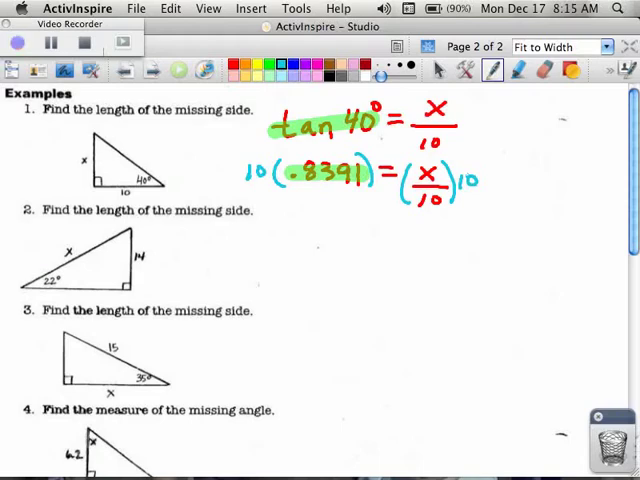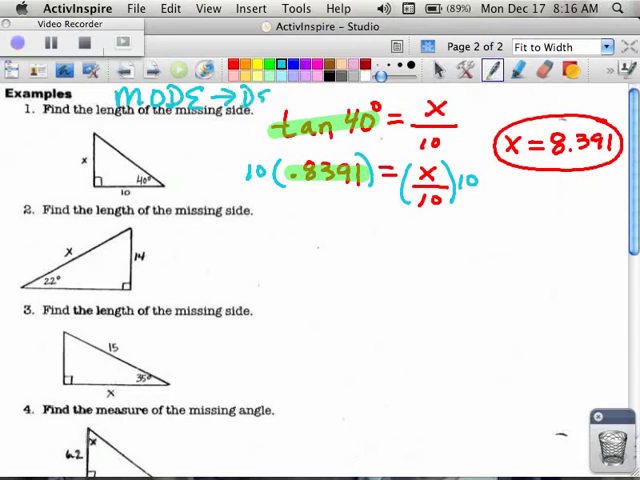And if you know anything about how decimals work, you know that when you multiply by 10, you just move the decimal one spot. So I know that my x, or my side that I'm looking for, is 8.391. In these problems, make sure that your calculator is in the mode of degrees, not radians, degrees.